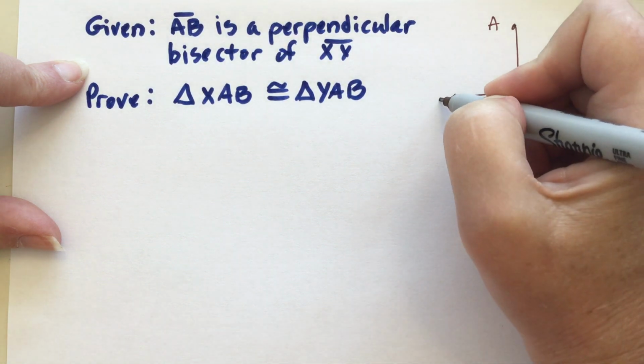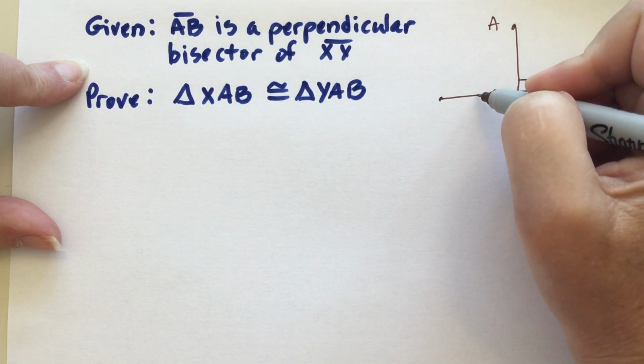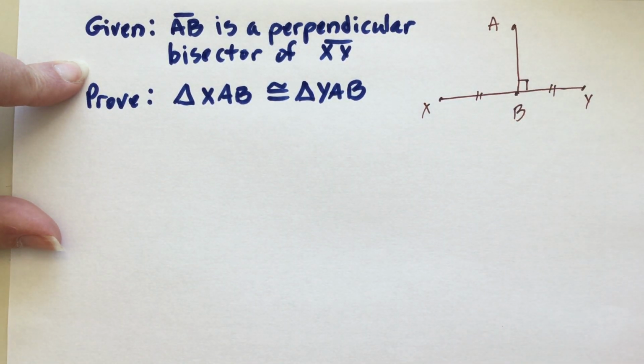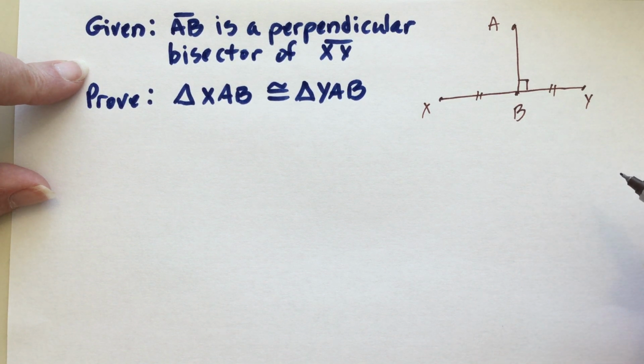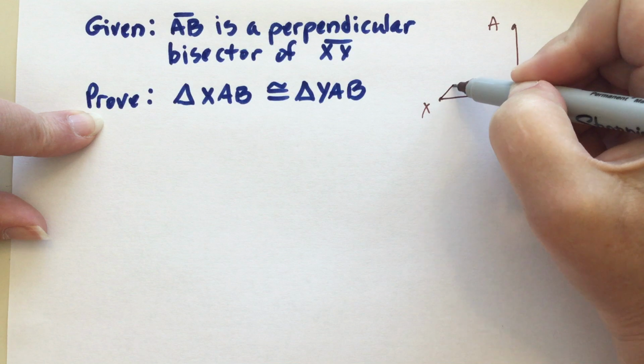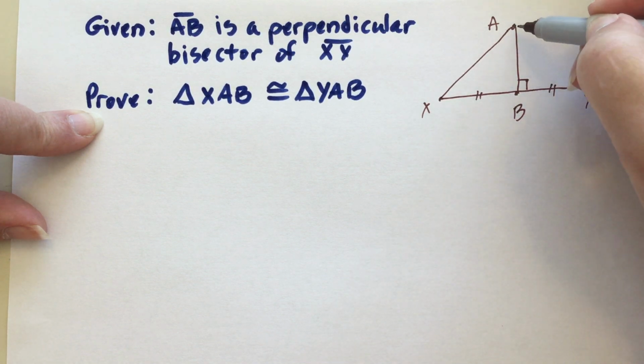And bisector of XY, bisect means chops it into two equal pieces. This equals this. So AB is a perpendicular bisector of XY. Even if my drawing doesn't look perfect, believe the way it's marked. I want to prove that triangle XAB, I'm just going to draw it in here, is congruent to triangle YAB.